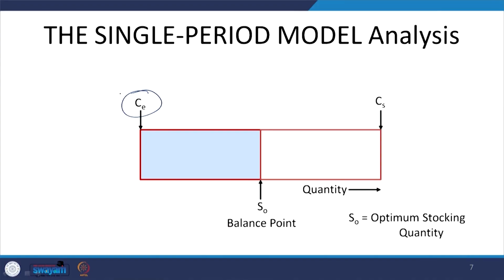Now, as I just mentioned, we would like to balance the two costs in this particular single period model. If you recall from our basic EOQ model, in that also we wanted to balance two costs: one is the cost of ordering and another is the cost of carrying. Similarly, in this single period model, we like to balance the cost of excess and cost of shortage. The cost of understocking and cost of overstocking need to be balanced in a single period model.